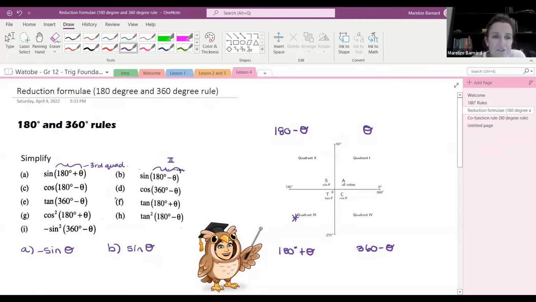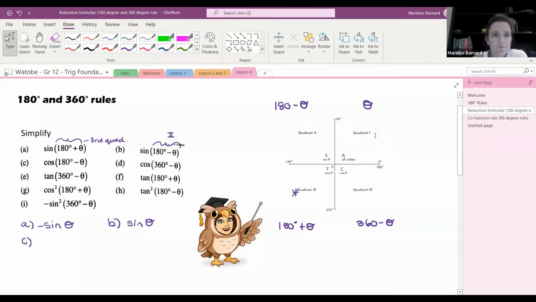Wonderful. Let's go on to question C. Cos of 180 minus theta? Cos of 180 minus theta. Please also put your question in the chat. If there is something you're wondering about, just put it in the chat.